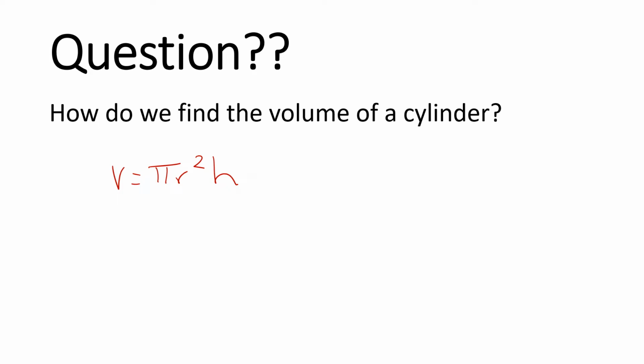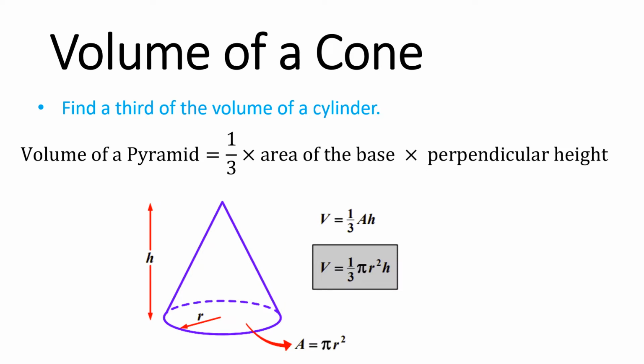Well, the volume of a cone is just a third of that, because once again, we're shaving off 2/3 of the cylinder. So the volume of a cone is found with a third times pi r squared h, or a third times the area of the base. So the area of this base would be pi r squared times the height, perpendicular height.